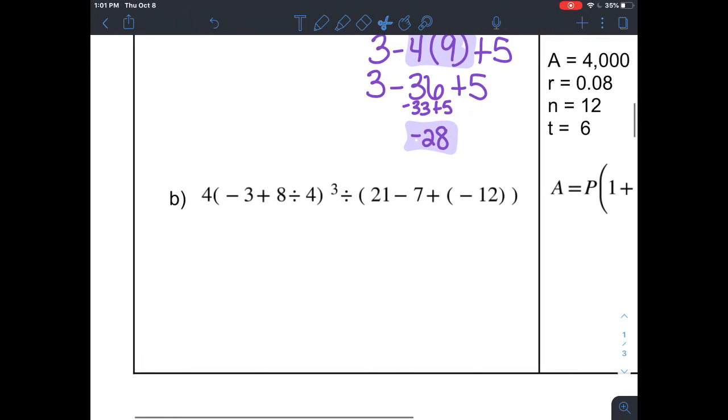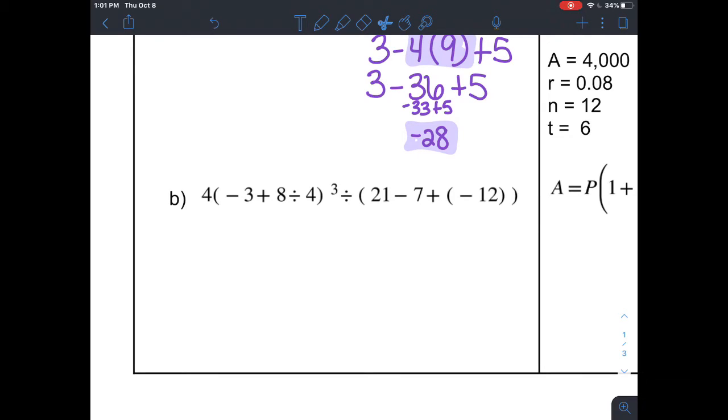For the next one, we have a lot going on. I also have a division bar or division sign right in the middle of my expression. If you want to change this into a fraction, because remember a fraction is just division, you totally can. I didn't mind the division sign right there. It didn't bother me too much, so I'm just going to leave it like it is. And I'll actually solve the left-hand side and the right-hand side separately and then combine them together in the end.